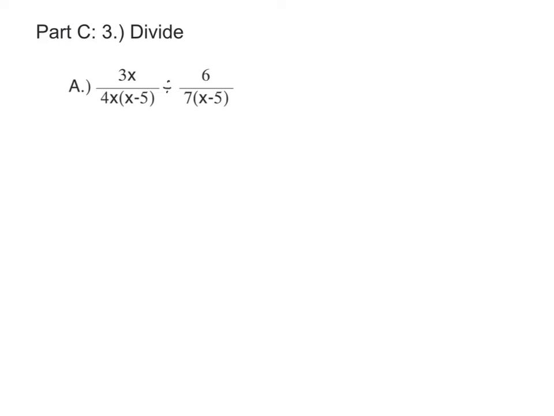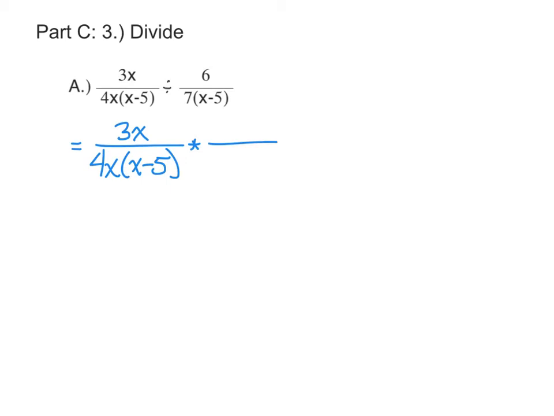The thing to remember about dividing by fractions is that dividing by a fraction is the same as multiplying by its reciprocal. That means that we need to rewrite this division problem as multiplication. And when we do that, the first fraction is going to stay the same as 3x over 4x times x minus 5. But division will turn into multiplication.